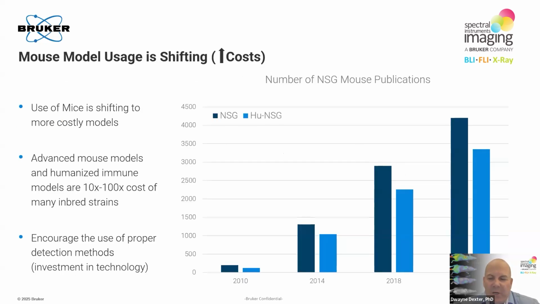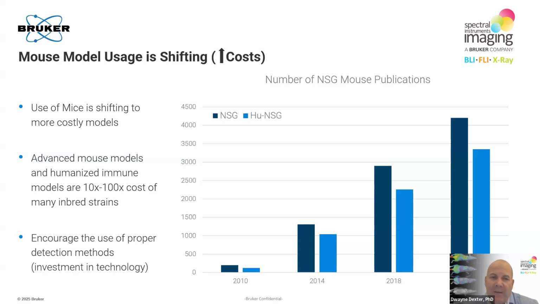So how is Bruker working to support reduction and refinement? Here's just an example, coming back to Dr. El-Deary's comment about costs. As we move to smarter animal models, I'll just highlight the NSG mouse. I did a quick publication search over the last 14 years, and you can see the rapid, almost doubling adoption of the use of NSG and humanized NSG mouse in publications.